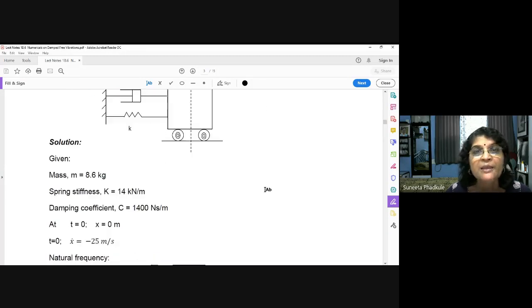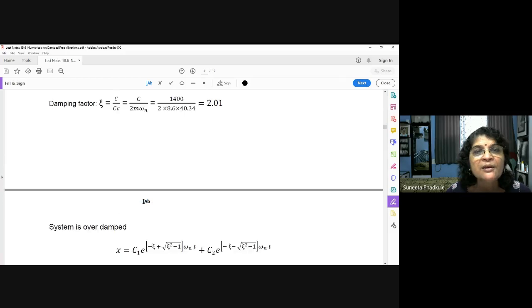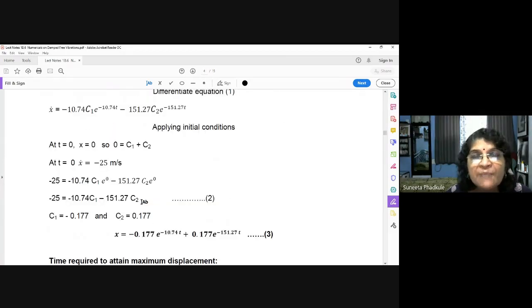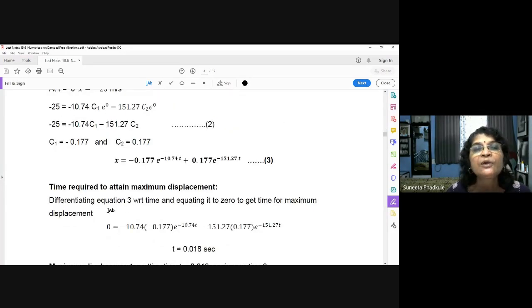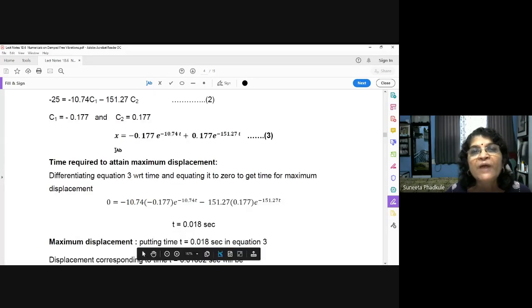In mathematics 3 you have learned how to find maxima and minima for any equation. So this is your equation. To find the value of t for maximum displacement, what you will do is differentiate this equation with respect to t and equate it to 0, then you will get the value of t. So differentiating, that is dx by dt, and equate it to 0. That's why it is 0 on the right hand side.